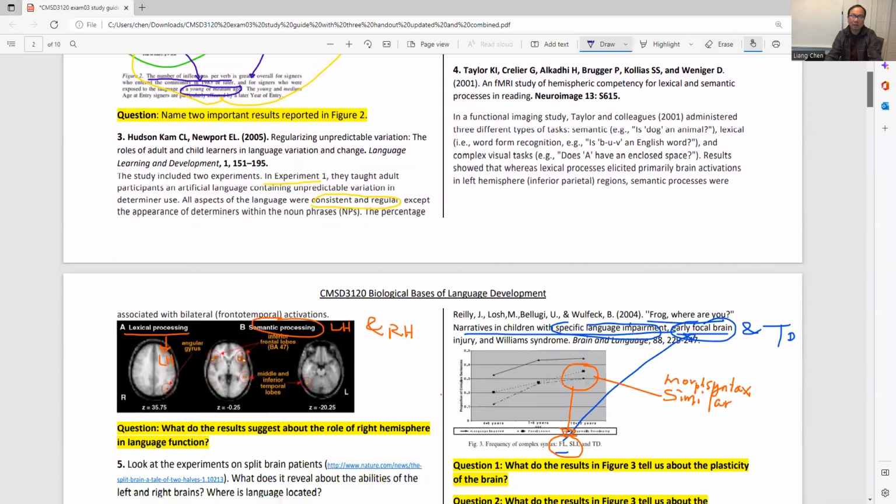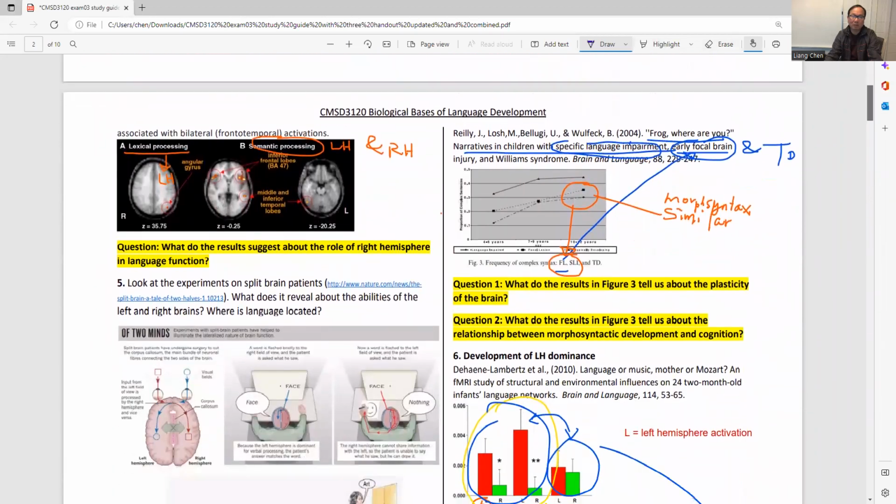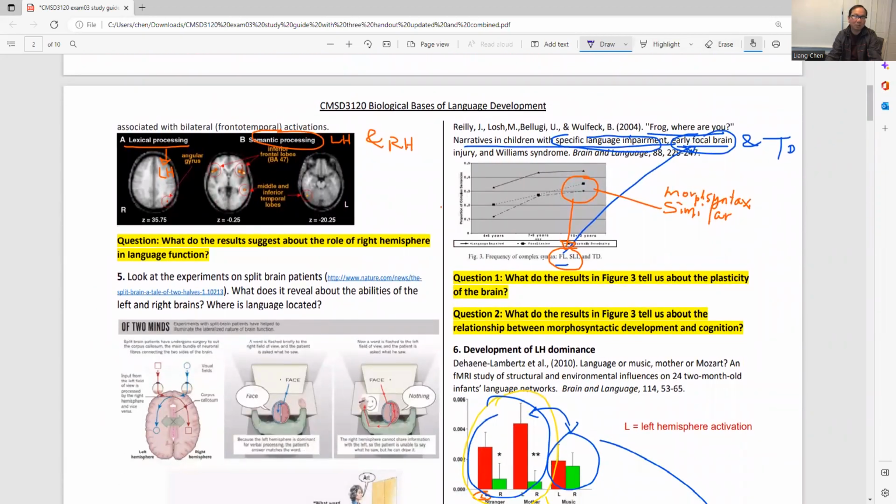Now, number 4 on the handout. We've mentioned this before, so I just want to emphasize again: for lexical processing, or lexical tests, only the left hemisphere is activated, but for semantic processing, you see activation in both the right hemisphere and the left hemisphere. Okay.